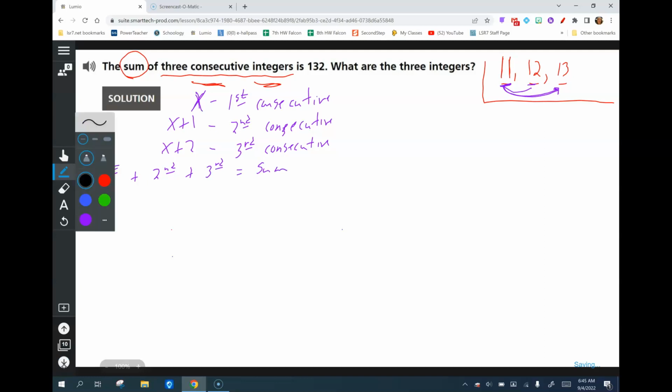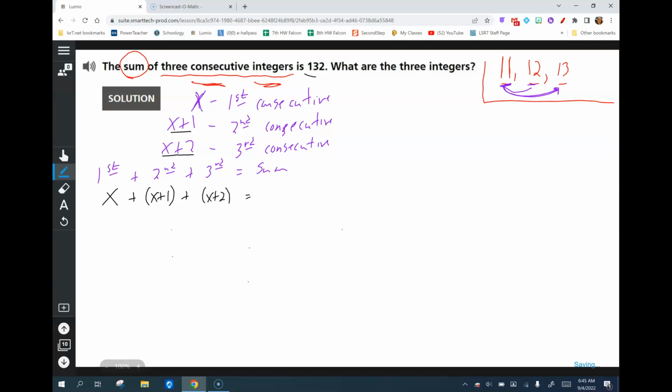Okay, so what's our first consecutive? That's right, it's x. What is our second consecutive? x plus 1. Now for emphasis sake, I'm going to put it in parentheses so you can see where I'm doing. We don't need those parentheses, but those are just kind of helpful to see. And then I'm going to give my third one, which would be x plus 2. And what's my sum? 132.